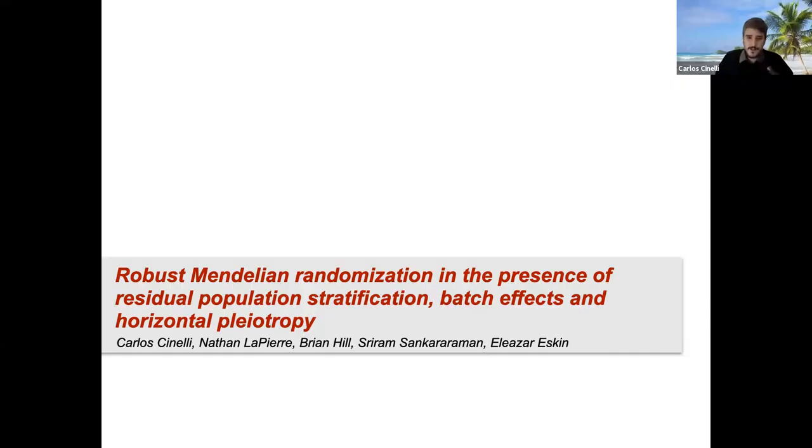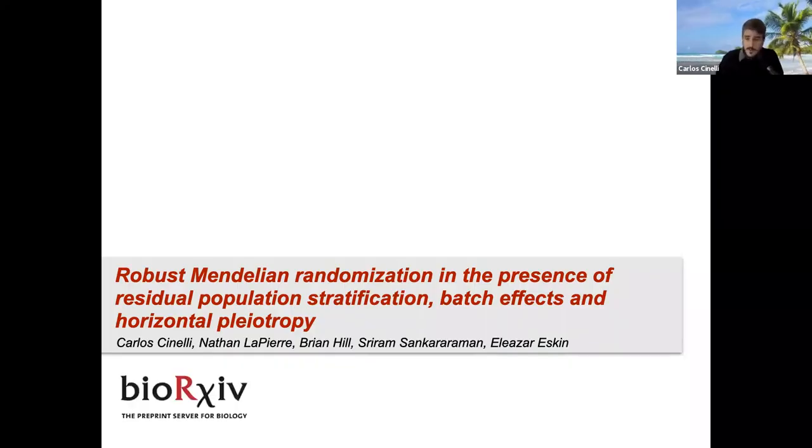So in this talk, I'm gonna discuss how to assess the robustness of Mendelian randomization estimates when we can have residual biases such as residual population stratification, batch effects, and horizontal pleiotropy. This is a working paper with Nathan, Brian, Shran, and Elisa from UCLA. And we have a preprint on bioRxiv, so please check it out.